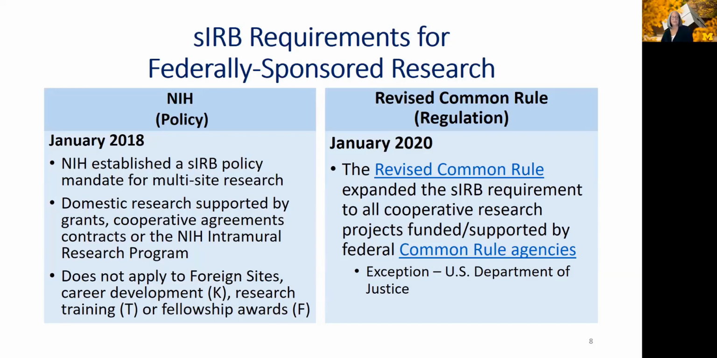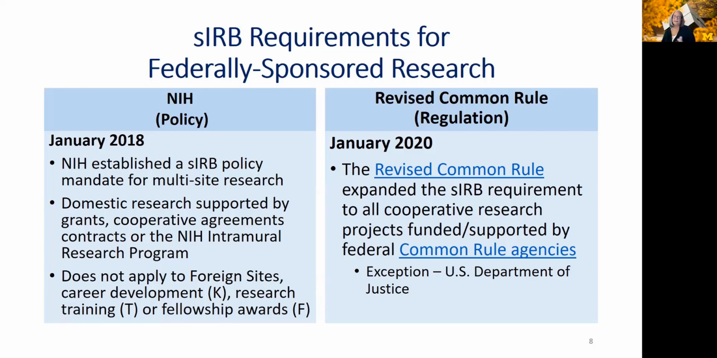But this doesn't apply to foreign sites and then other types of grants such as K, T, or F grants. And then following up on the NIH policy, in January 2020, the revised common rule expanded the requirement to designate a single IRB of record to all cooperative research funded or supported by the federal common rule agencies. And so the common rule represents the regulations that govern the conduct of research with human subjects.